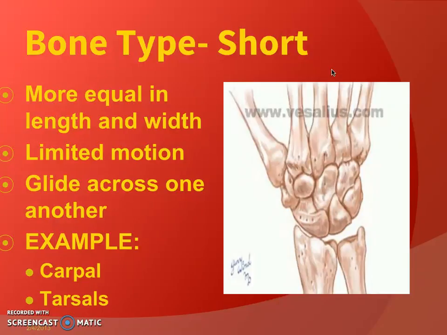Does anybody else have an idea where a short bone might be? Well, we already said our tarsals are our ankles. What else could maybe be a short bone? Anybody have an idea? A short bone. What about our fingers and our toes? Yeah. Boom. Fingers and our toes.